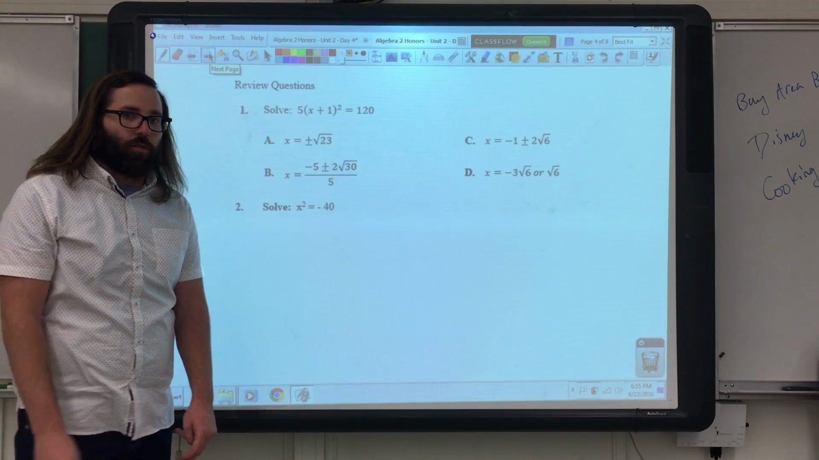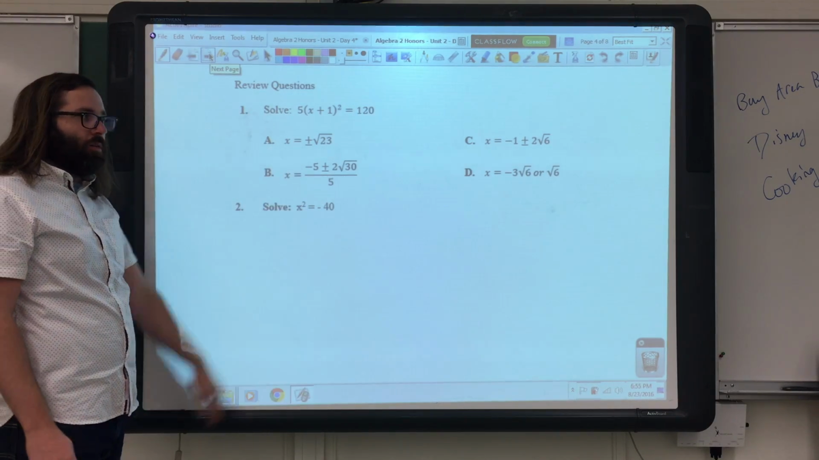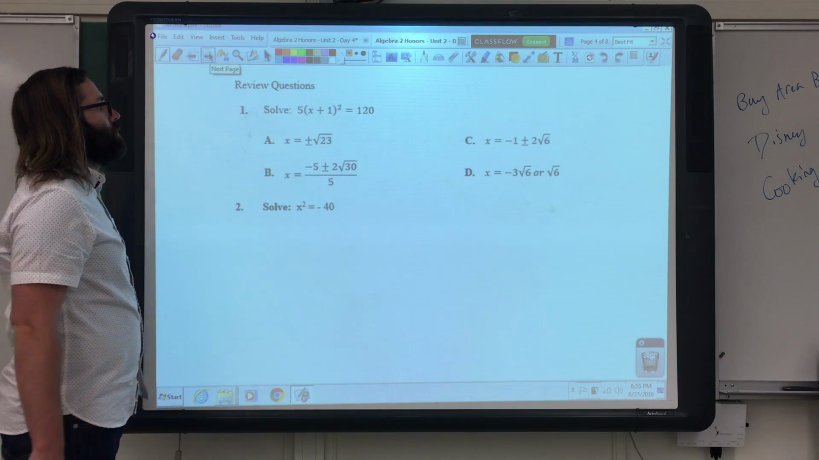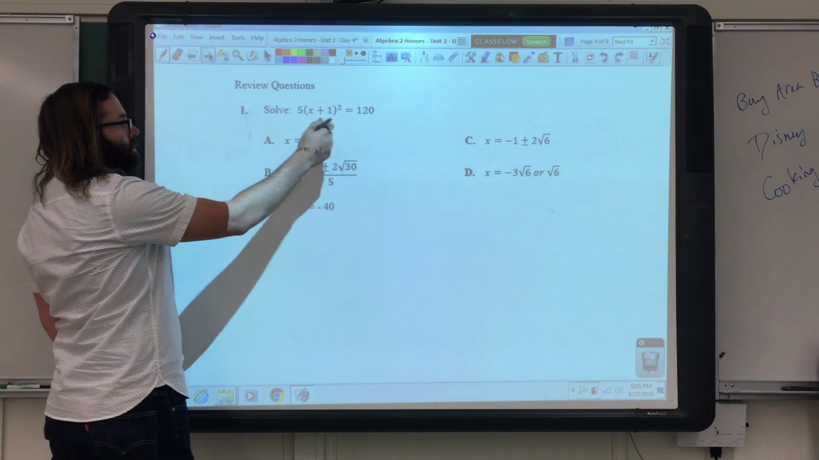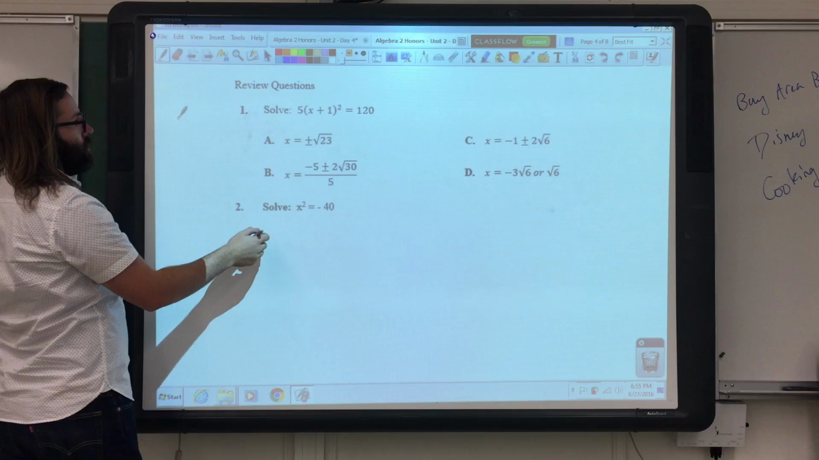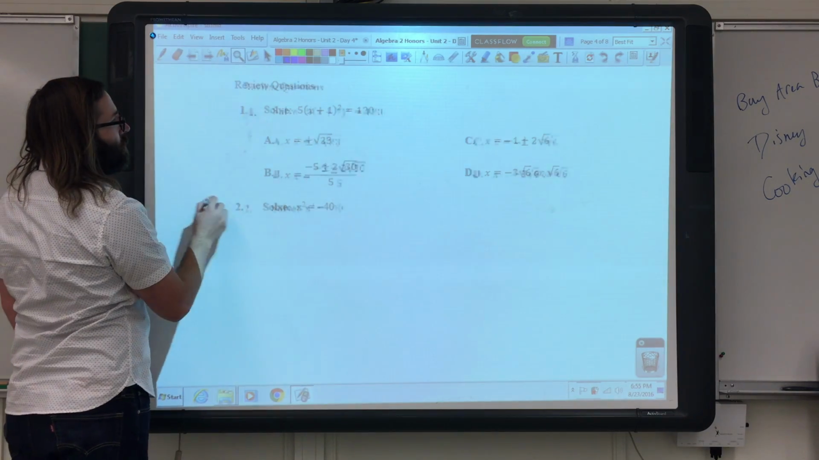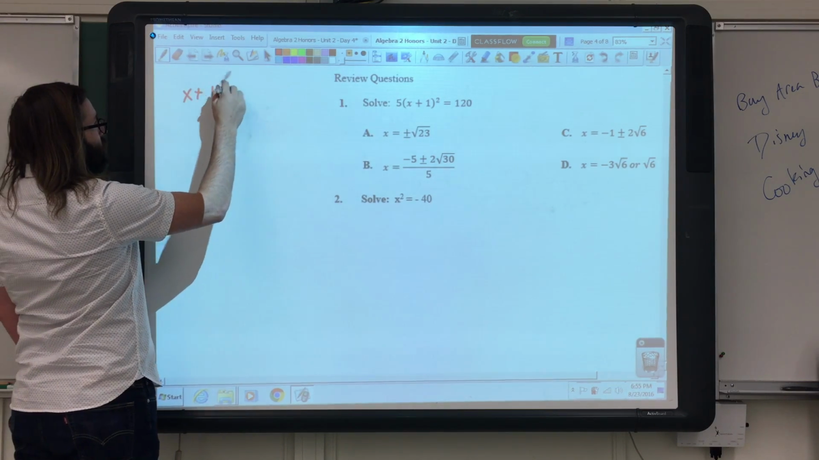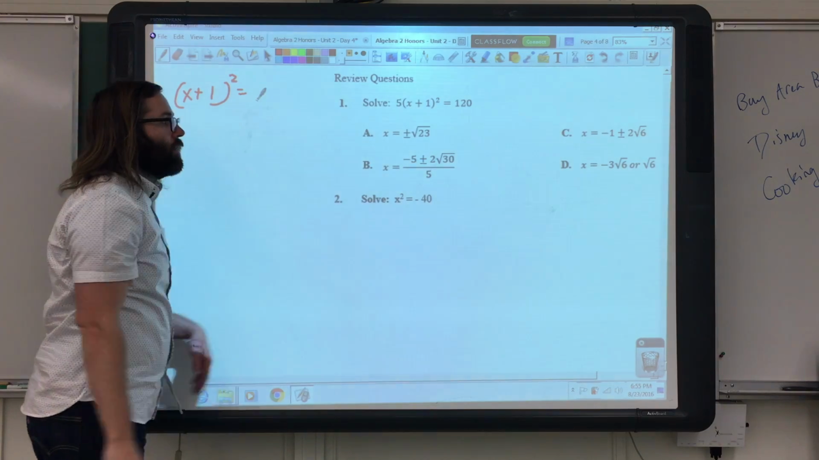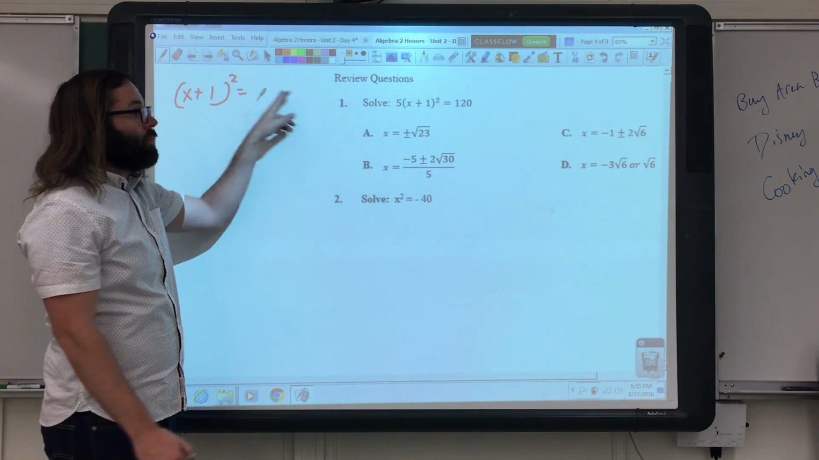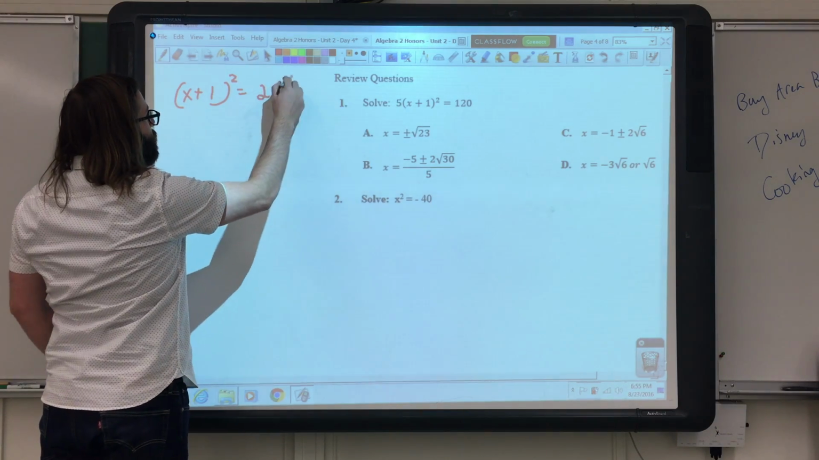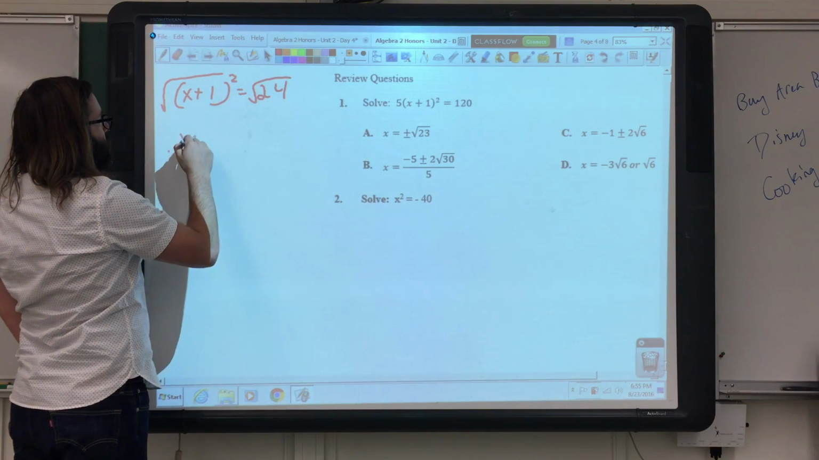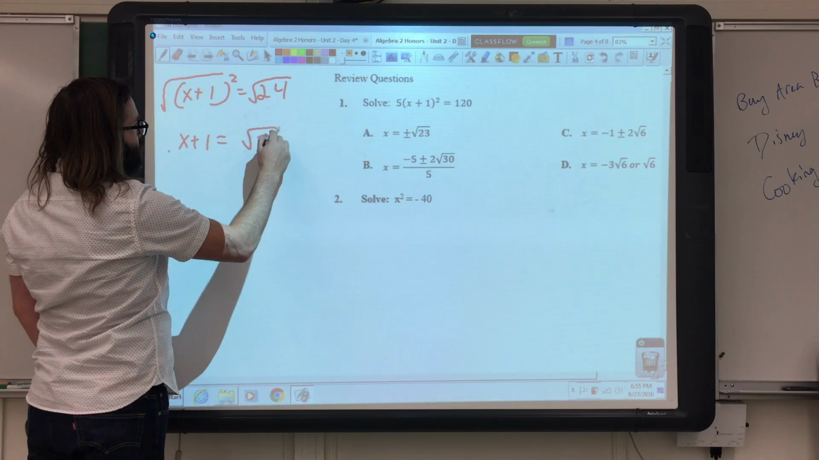All right, so review questions. This is kind of stuff that's going to be on the final, so it's good to get it in early. So we want to solve for x, and to do that, we got to do a little magic. Over here, we get rid of this 5, divide by 5, so (x+1) squared is equal to 120 divided by 5, which is 24. Okay. Then you got to square root it. So you get x plus 1 is equal to the square root of 24.